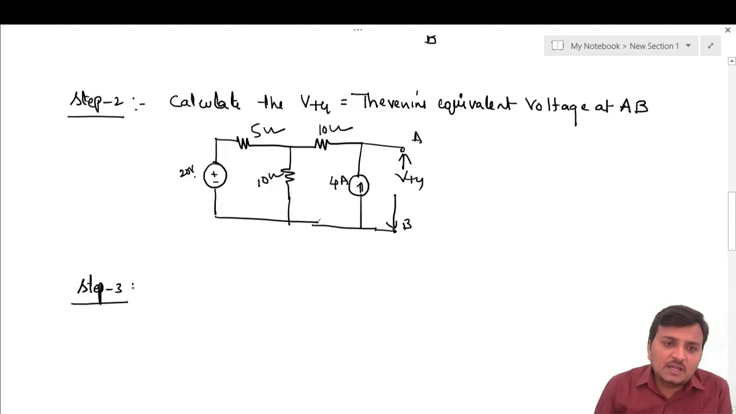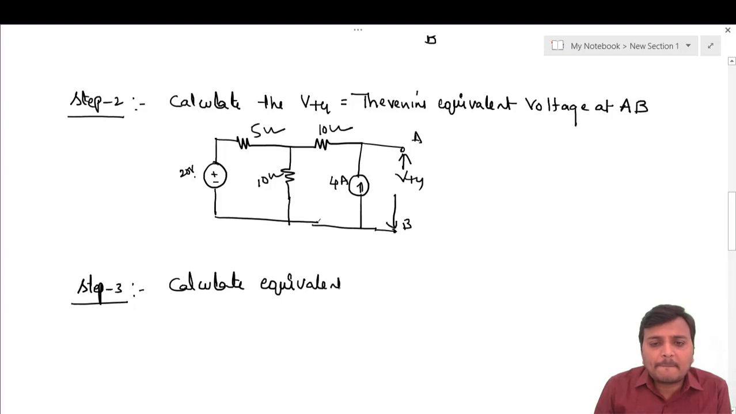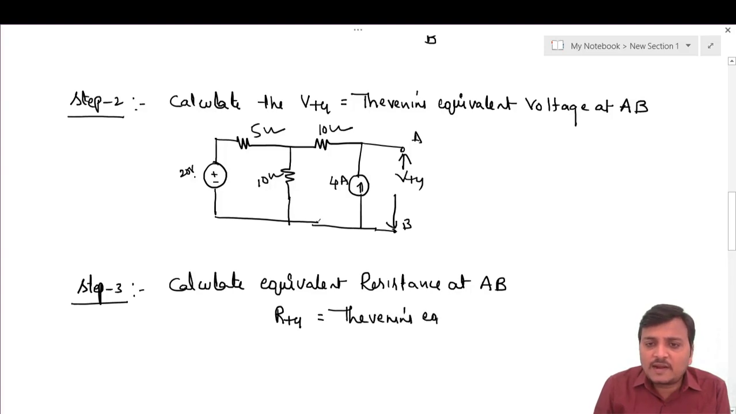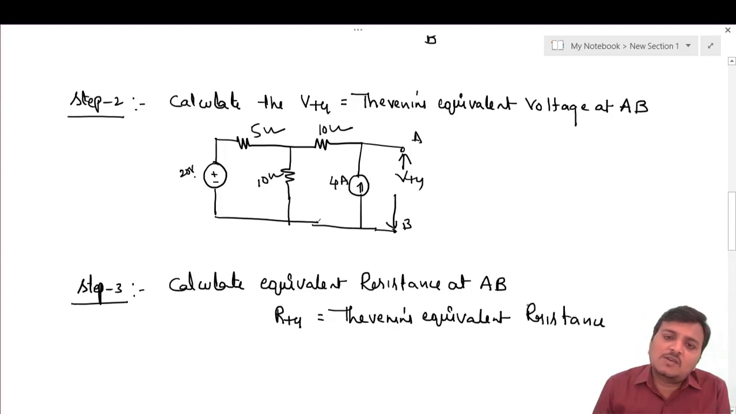In step 3, calculate the equivalent resistance at terminals A and B. That is called RTH. Your RTH is nothing but the Thevenin's equivalent resistance. How can you find the Thevenin's equivalent resistance?